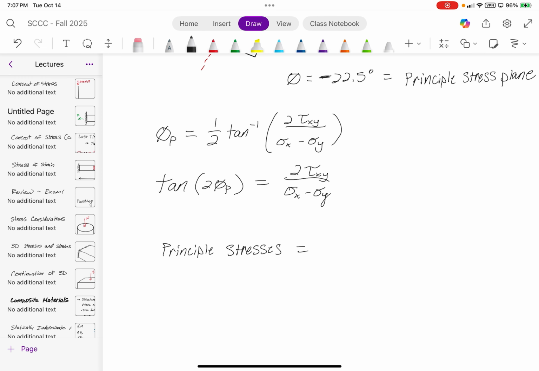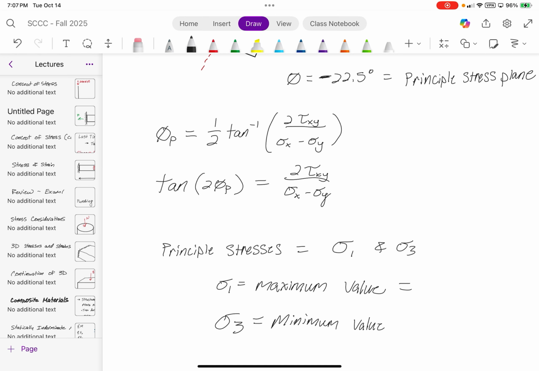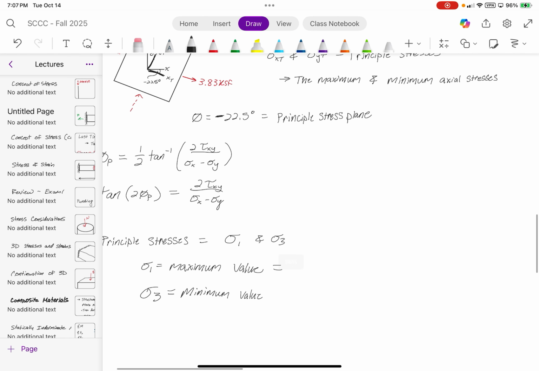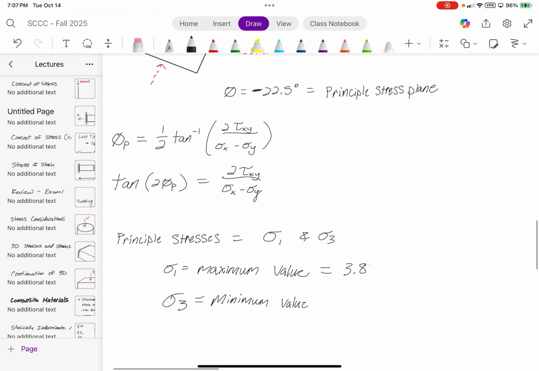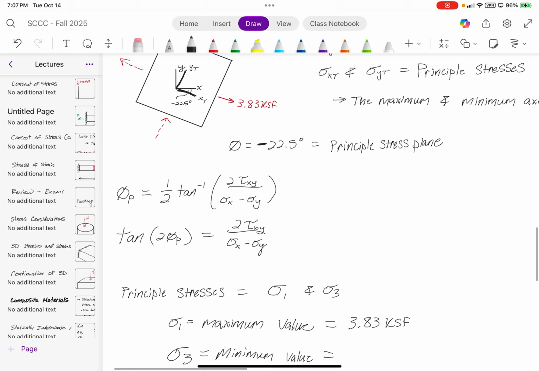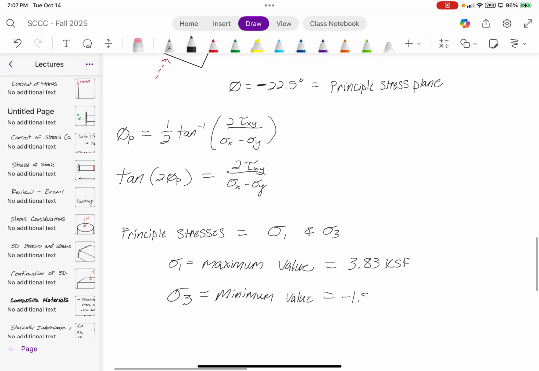Now, just before our break, the principal stresses are denoted using sigma 1 and sigma 3, where sigma 1 is the maximum value and sigma 3 is the minimum value. So in this case, sigma 1 would have been the 3.83 KSF, and sigma 3 is the negative 1.83 KSF.